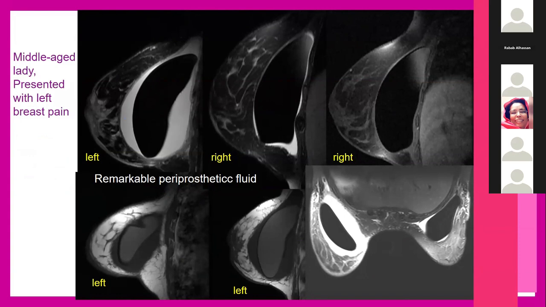Can you suggest the diagnosis? She presents with pain and a swollen left breast. We have to exclude breast cancer as a cause of her clinical problem. What is going on? This is the left and this is the right breast. T2 and T1. Again, T1, T2. Axial. This is the left and the right. What is the difference between the two?